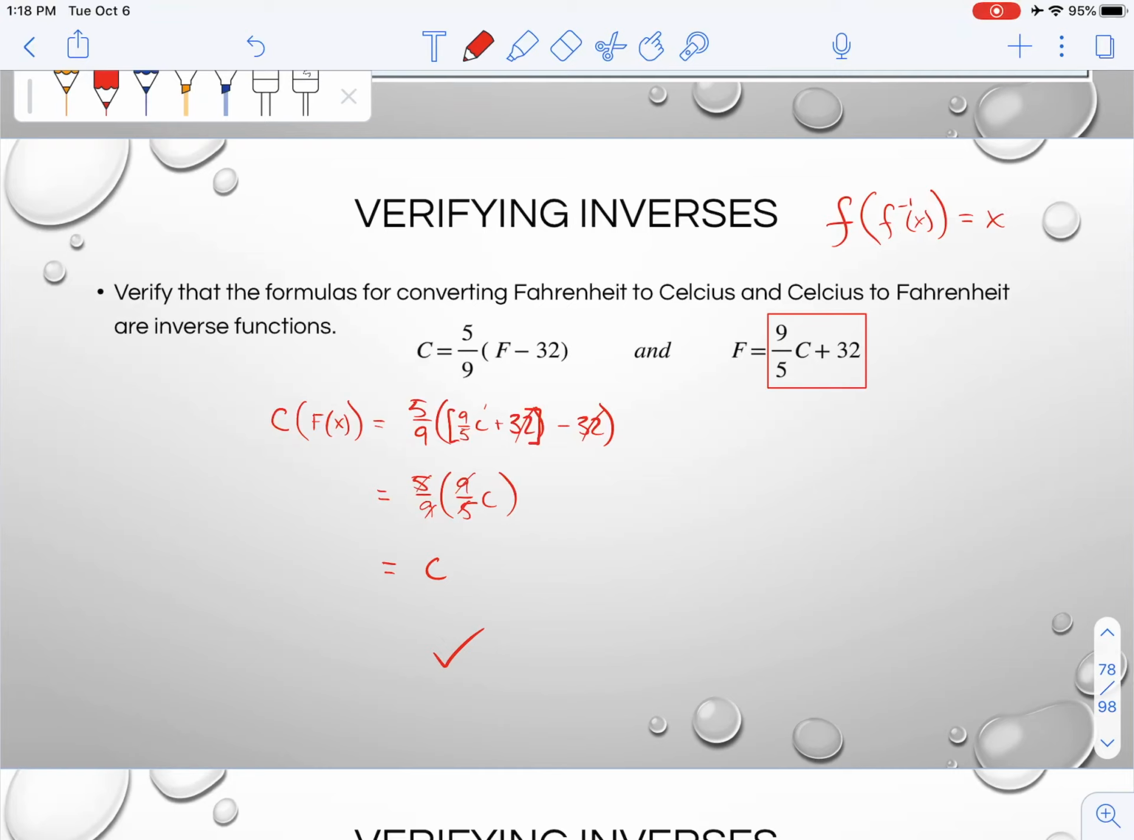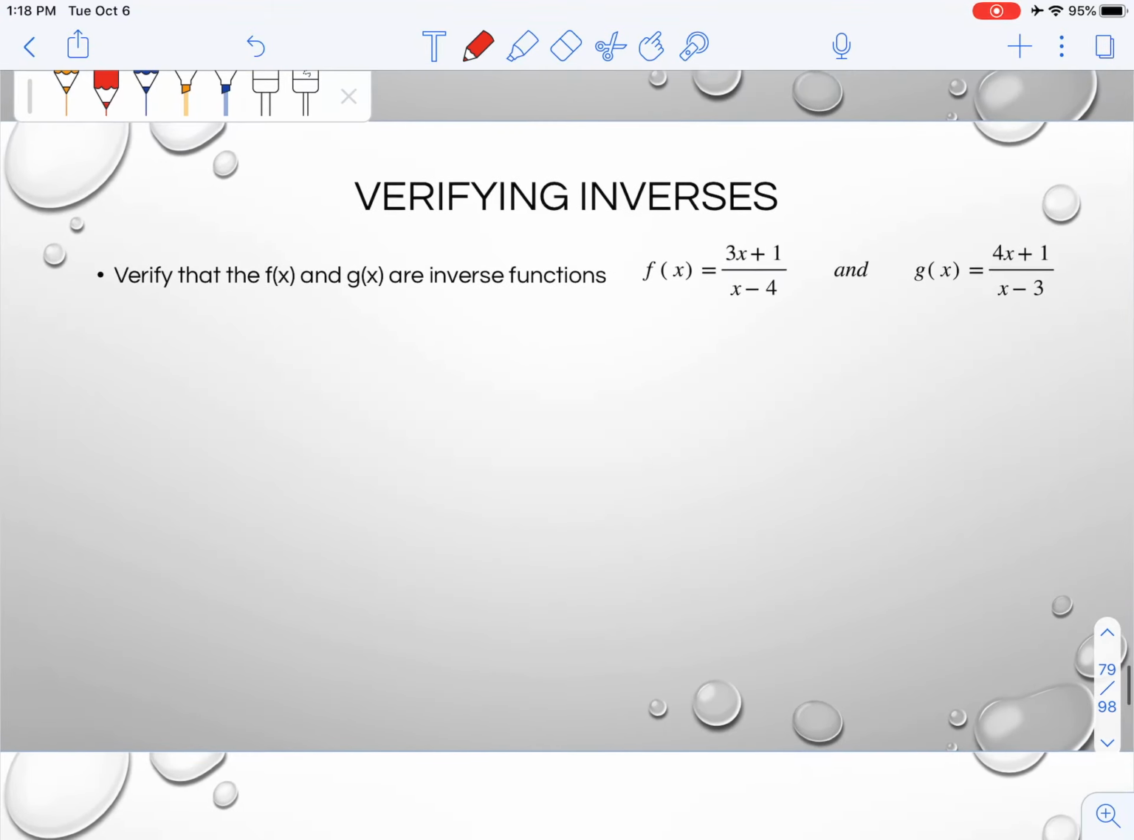So again, when I'm doing this, and here maybe using Celsius and Fahrenheit weren't the best for the first example, but what I'm doing is I'm substituting in and I'm making sure that that original input value is exactly what I get in return when I simplify f of f inverse, or f inverse of f. It doesn't matter which way we do it. So let's take a look at another problem.